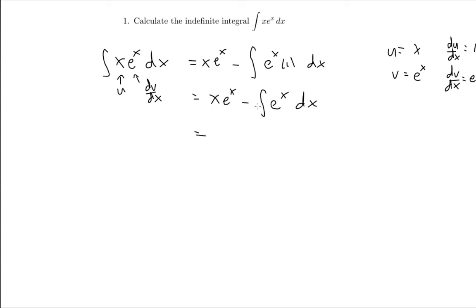Of course, we know what this is. The antiderivative of e to the x is just e to the x, so this becomes x e to the x minus e to the x, because that's that antiderivative. And of course, because it's an indefinite integral, we put c.